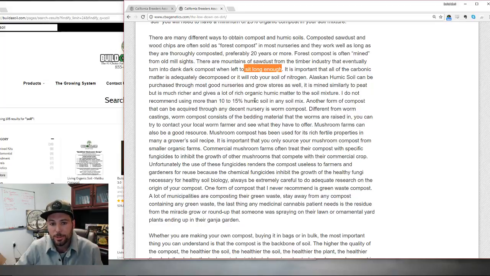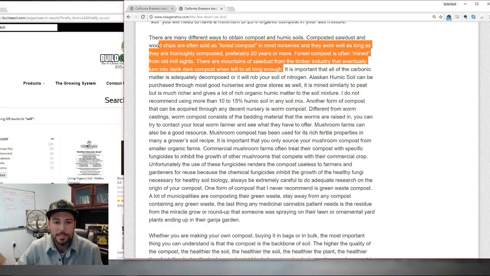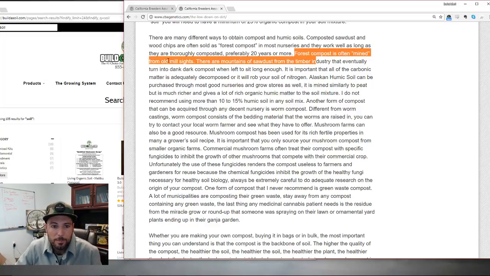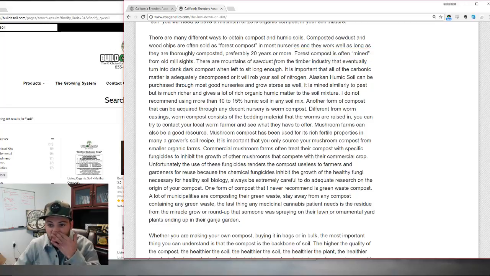A lot of our composts are a couple years old. And so if you have access to some of these materials that are 20 years old or more, be aware of that, but you don't want a really fresh wood product, okay? All right, I'm gonna keep reading. So forest compost is often mined from old mill sites. There are mountains of sawdust from the timber industry that eventually turn into dank, dark compost when it's let sit long enough. It's important that all of the carbonic matter is adequately decomposed or it will rob your soil of nitrogen.